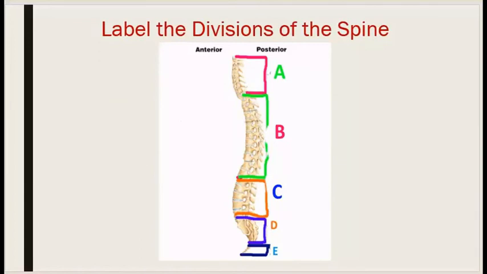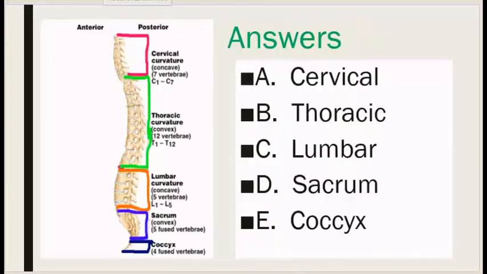Label the divisions of the spine. Answers. A is cervical, B is thoracic, C is lumbar, D is sacrum, E is coccyx.